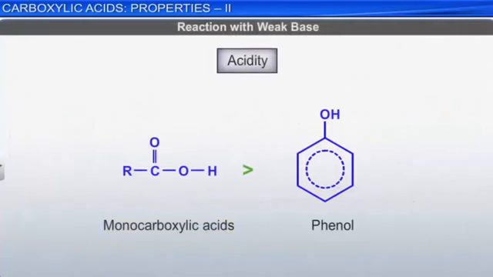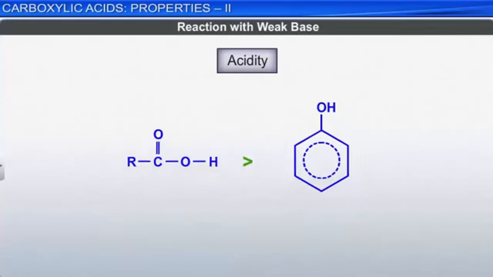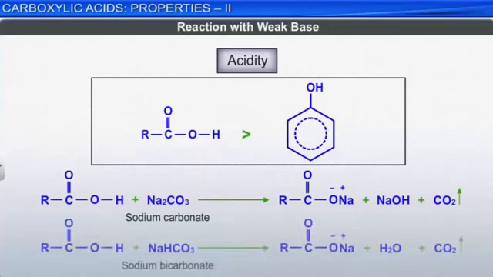Monocarboxylic acids, being stronger than phenols, react with weaker bases such as carbonates and bicarbonates to form the corresponding salts with the evolution of carbon dioxide. This reaction is used to detect the presence of a carboxyl group in an organic compound.